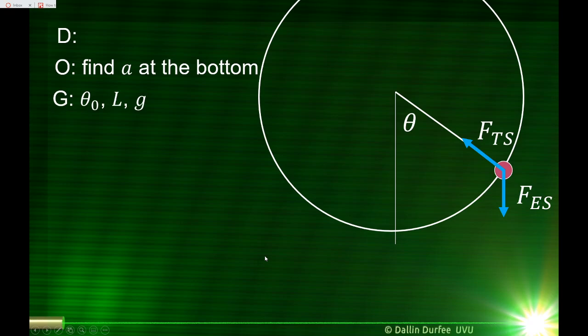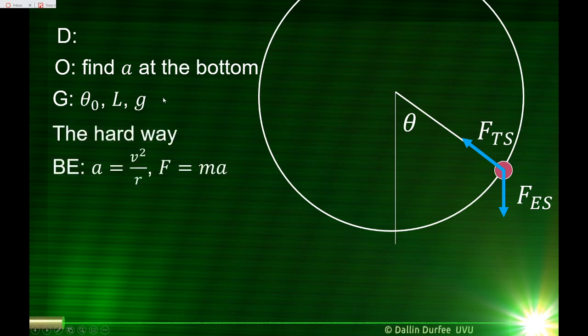Now, my givens are, let's assume I know the initial angle where my kinetic energy is 0, where my velocity is 0, and then I swing down. Let's assume I know the length of the chain, L, and let's assume we know gravity, the acceleration due to gravity. Once again, there's a hard way and an easy way to work this problem.